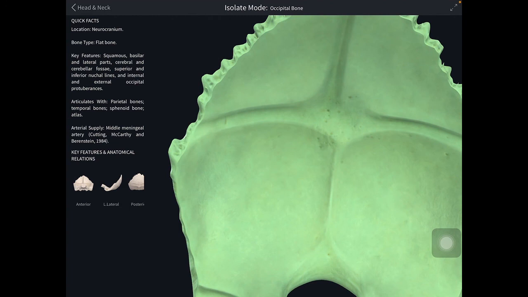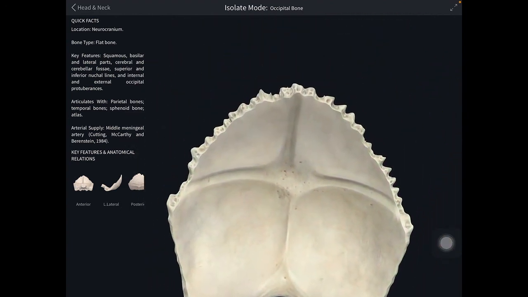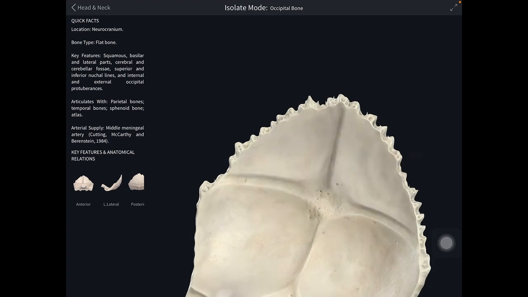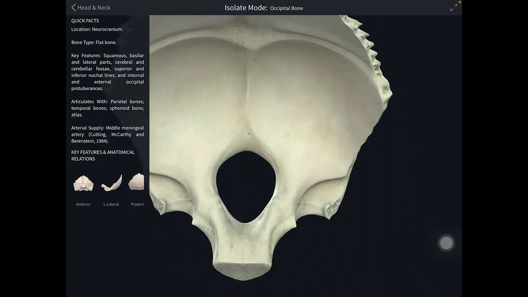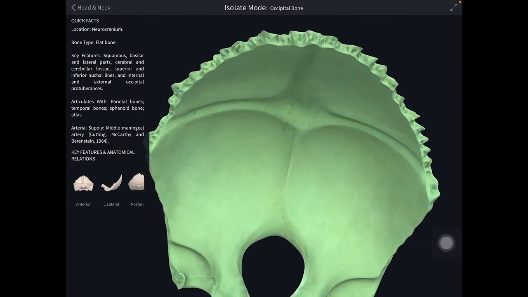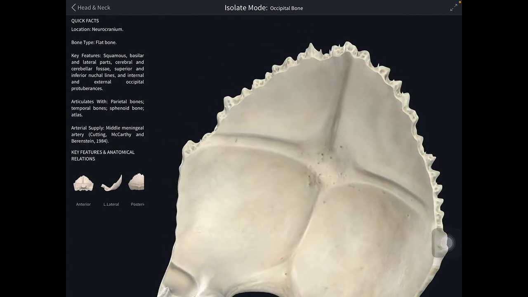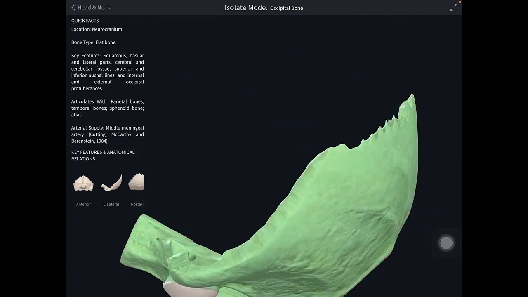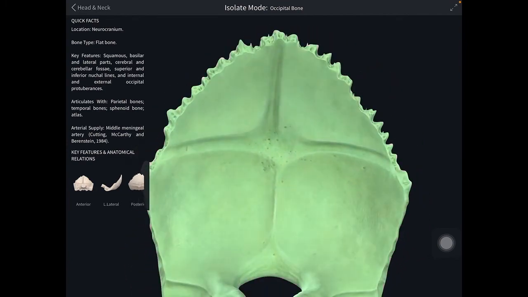The squamous part is divided by the cruciate lines into four fossae. The upper two triangular fossae are for the occipital lobes of the cerebral hemispheres, and the lower two quadrilateral fossae are for the accommodation of the cerebellar hemispheres. So we have completed the external surface and the internal surface of the squamous part of the occipital bone.